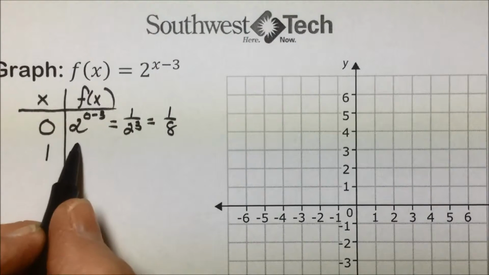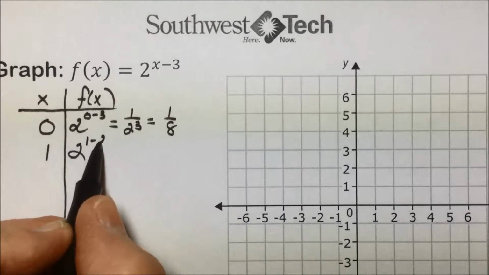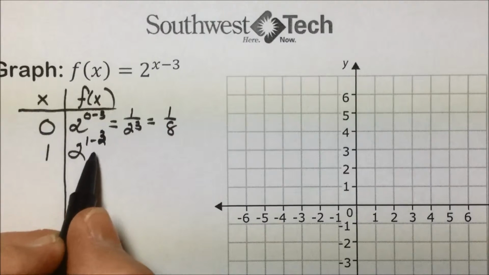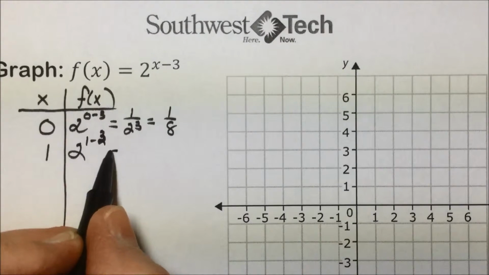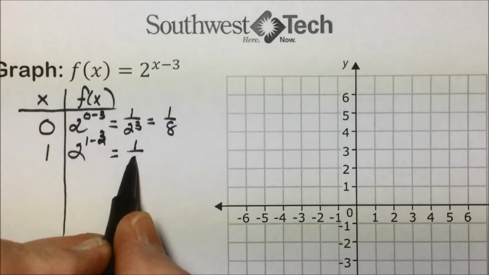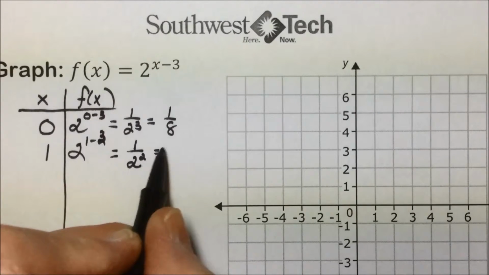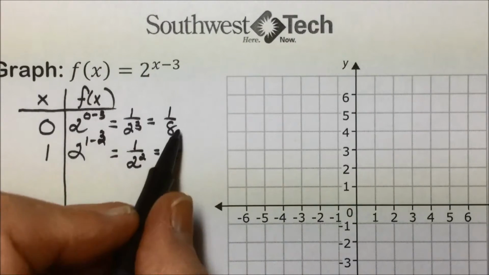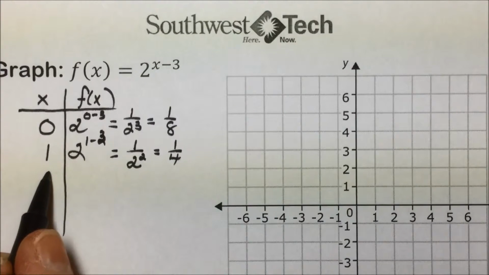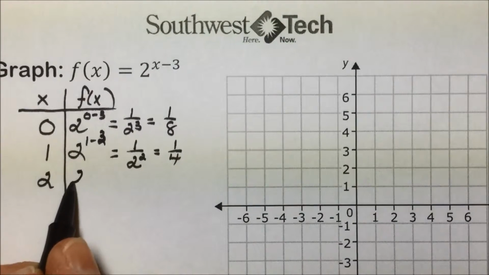Putting in a 1. 1 minus, whoops, I guess I better use the right value though. 1 minus 3 leaves a -2. So we have 1 over 2 to the second power, or 1/4. It's getting larger in value. Let's put a 2 in there.